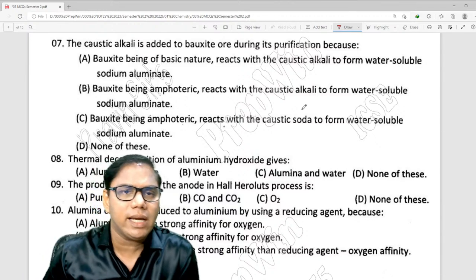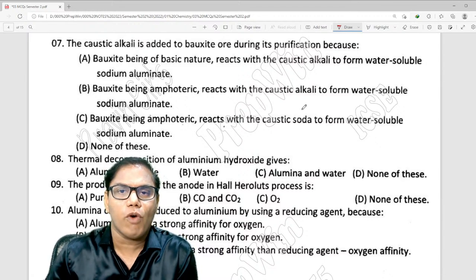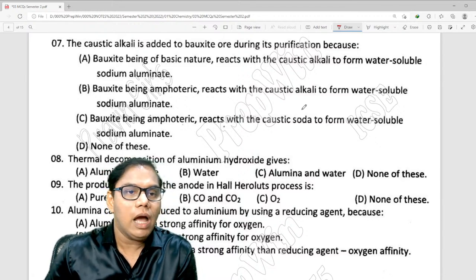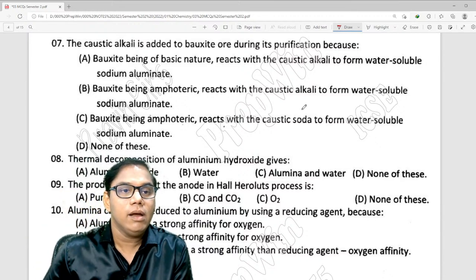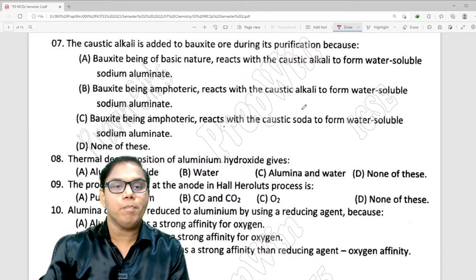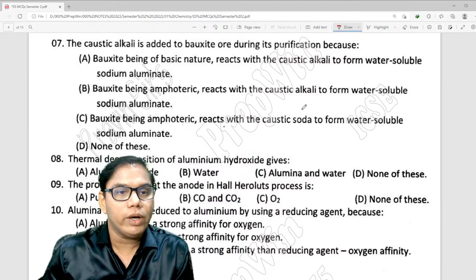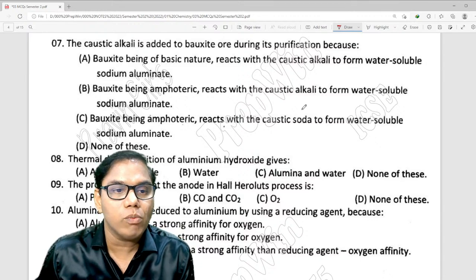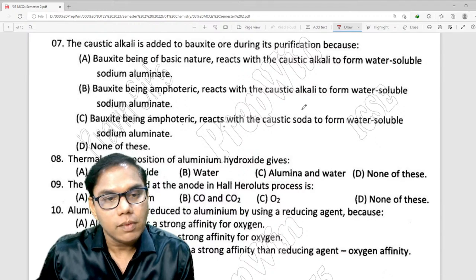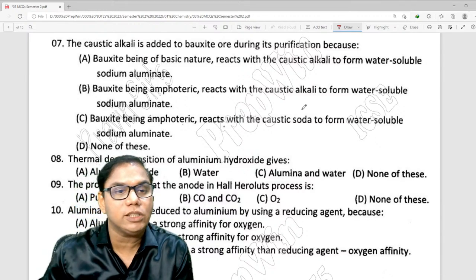A: Bauxite being basic in nature, reacts with caustic alkali to form water-soluble sodium aluminate. We form a sodium aluminate or sodium meta-aluminate, right? B: Bauxite being amphoteric, reacts with caustic alkali to form water-soluble sodium aluminate. C: Bauxite being amphoteric, reacts with caustic soda to form water-soluble sodium aluminate. D: None of these. What is your answer? Seventh wala, what is your answer?